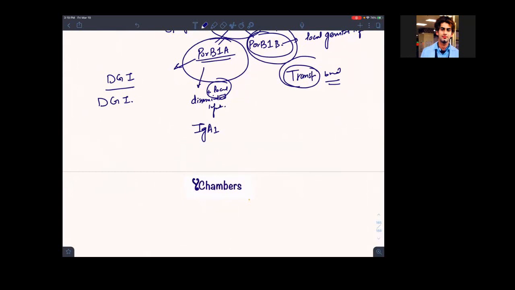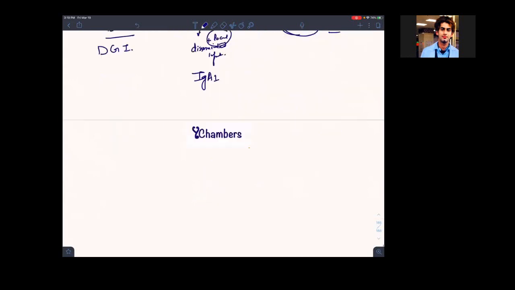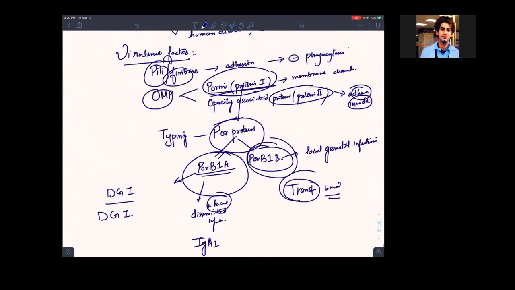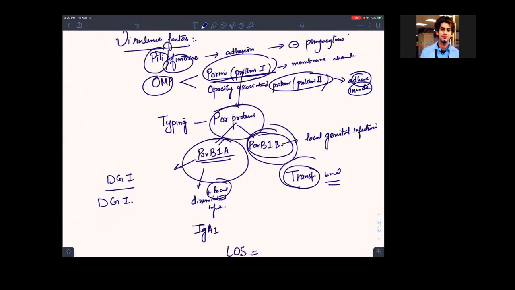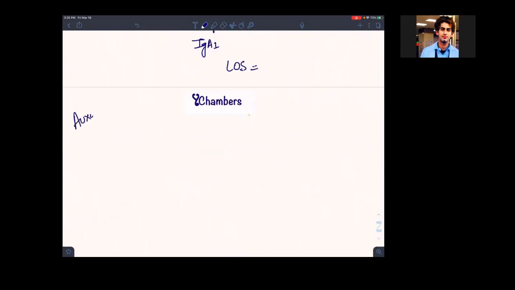Now it is having this LOS. What is the LOS? Lipooligosaccharide. Okay. Easy. If I ask you a question, what is the serotyping done on? On the basis of which protein do you do serotyping? You should write protein 1, or POR 1, porin. Okay. By the way, there is another typing, that is auxotyping. What is auxotyping?